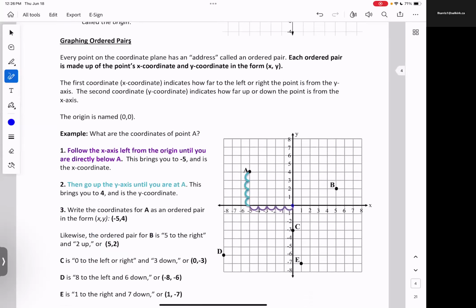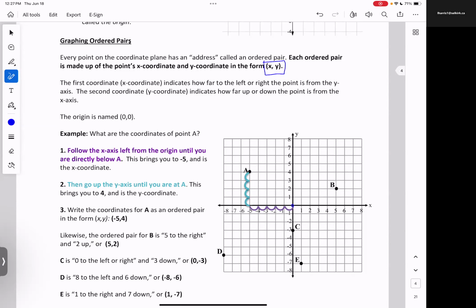In order to graph xy pairs, we need to think about our coordinates. So we have a coordinate pair where the first value is our x value and the second value is our y value. So that first value, your x value, is telling you how far, kind of like your horizontal position. So how far left or right is your point from that y-axis. Your second coordinate, so the y coordinate, is telling you how far up or down the point is from the x-axis.